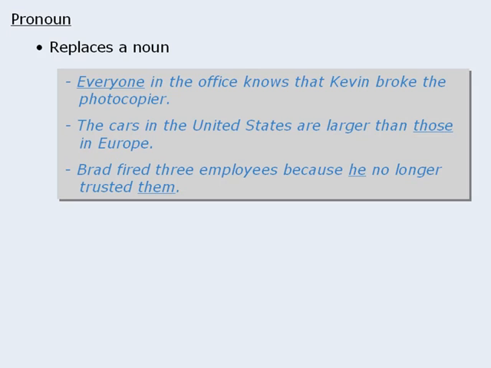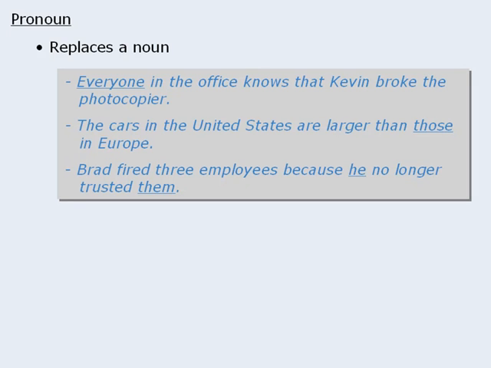Okay, one more sentence. "Brad fired 3 employees because he no longer trusted them." Here the pronoun he is used in place of Brad, and the pronoun them is used in place of the 3 employees. Now, there are several different types of pronouns which we'll examine in future lessons.